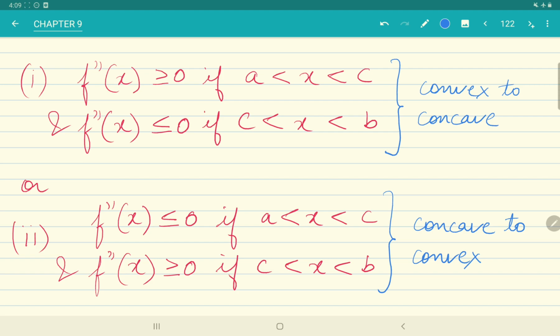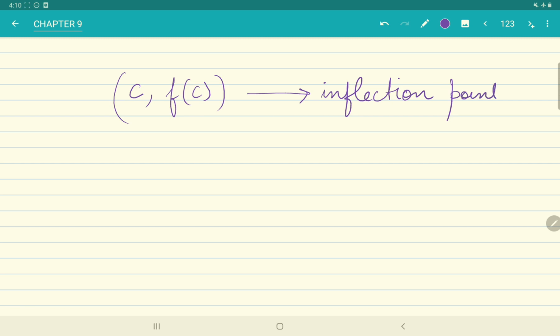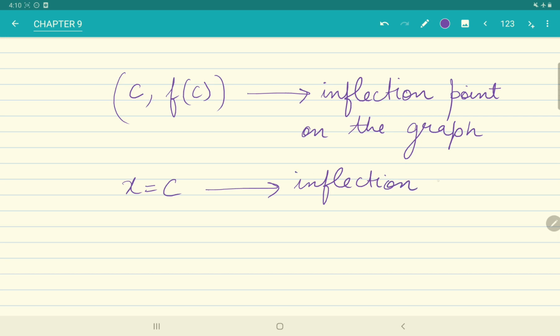Basically, if f double prime x changes sign at c, that just means x equal to c is an inflection point. Now, if we look at the graph, then c, f of c represents the inflection point on the graph. And when we talk about x equal to c, x equal to c is the inflection point for the function.